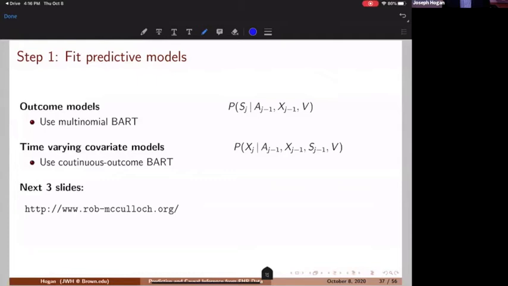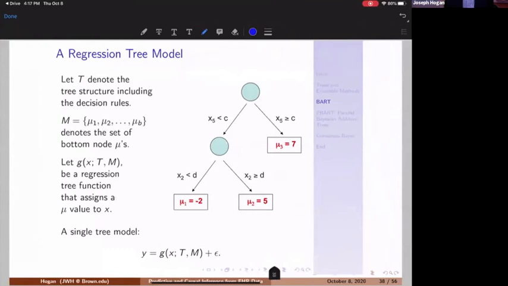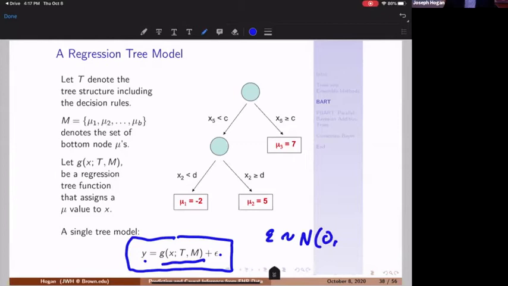So given the time, I think I might skip over the Bayesian additive regression tree. The only thing I'll say is that Bayesian additive regression trees are actually parametric models in the sense that you have an outcome Y, you have a prediction function G, which is essentially a tree-based prediction, but then you have an error term E. And in most formulations, the error term has a normal distribution.